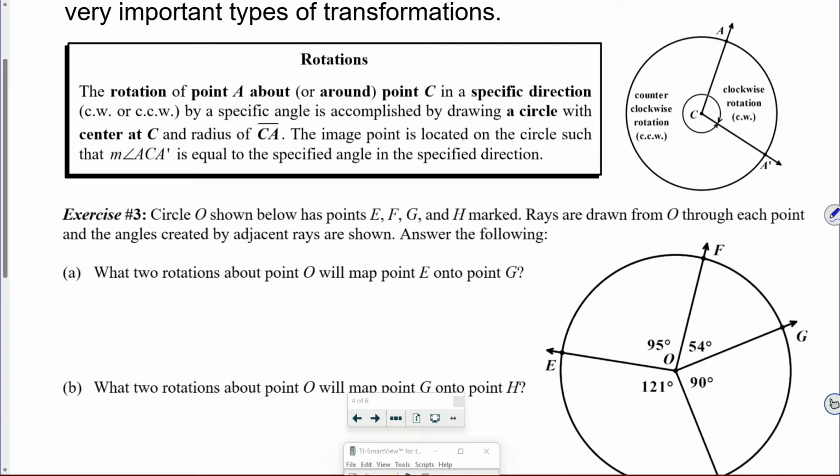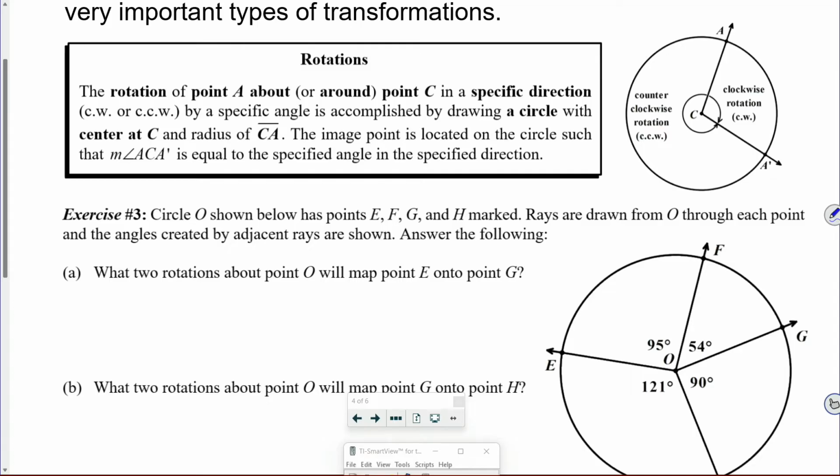The rotation of point A about or around point C in a specific direction, clockwise or counterclockwise, by a specific angle is accomplished by drawing a circle with a center at C and a radius of CA. The image point is located on the circle such that the measure of angle ACA prime is equal to the specified angle in the specified direction.